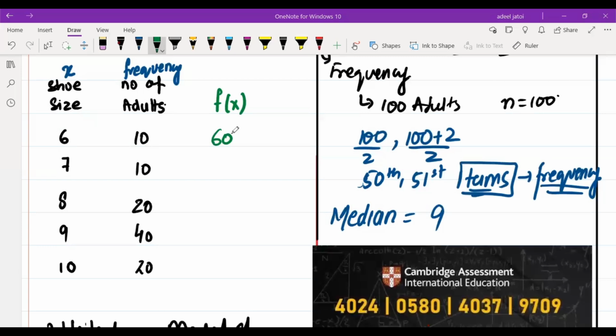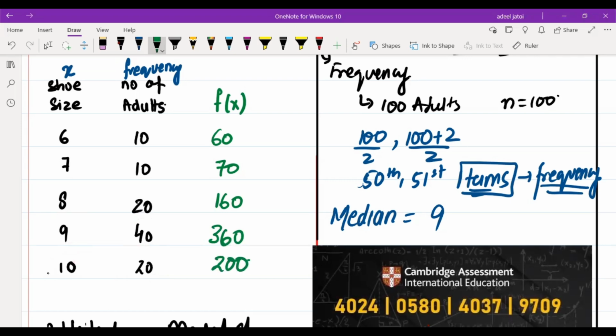Then what do we have? We have 10 and 7. So we write down 70. We have 20 and 8. So 20 into 8 will become 160. So we write down this as 160. Then we have this 40 and 9. So 40 into 9 is 360. Then what do we have? We have 20 and 10. 20 into 10 is 200.